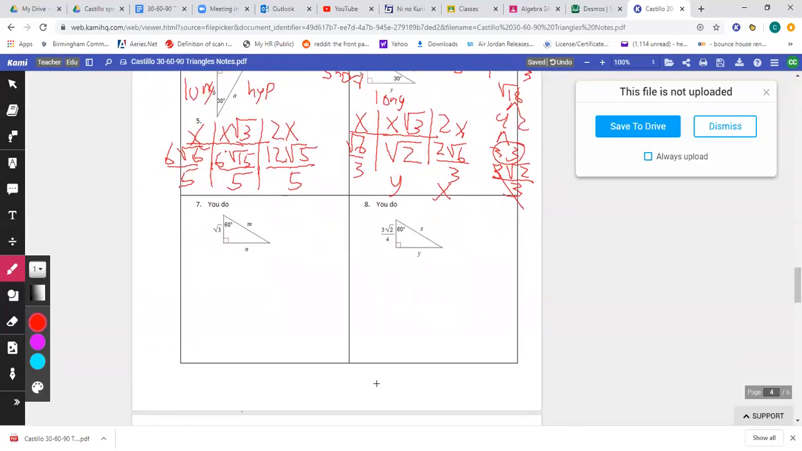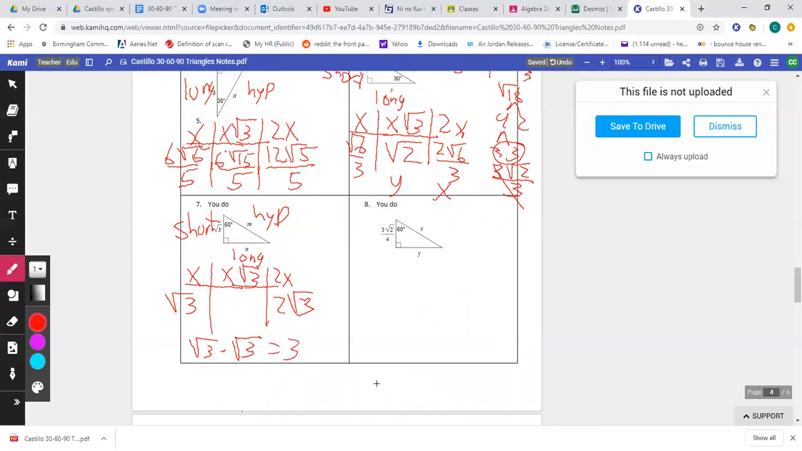So number 7, this one should be fairly simple. Short, long, hypotenuse. If our short leg is √3, if I double that to get my hypotenuse, there should just be 2 √3. And then remember, to get the middle one, √3 times √3 is just equal to 3. There, that's simple. So this is n, this is m.